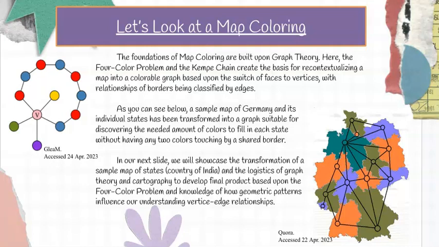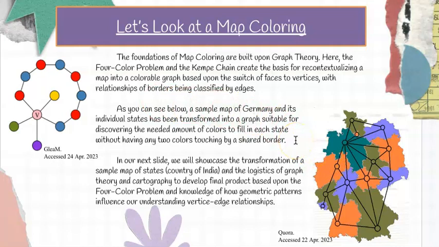And together this creates the basis for recontextualizing a map into a colorable graph based upon the switch of faces to vertices, with the relationships of borders being classified by edges. So as you can see below, a sample map of Germany and its individual states has been transformed into a graph suitable for discovering the needed amount of colors to fill in each state without having any two colors touching by a shared border.